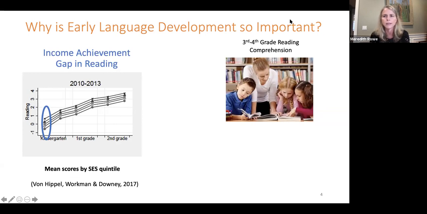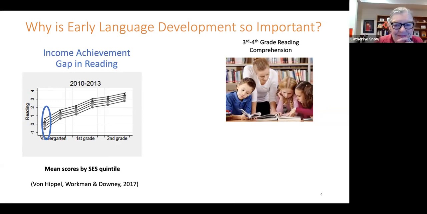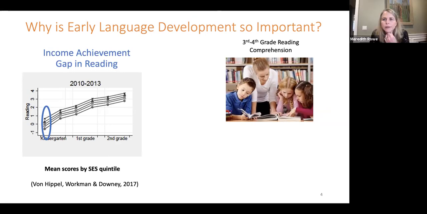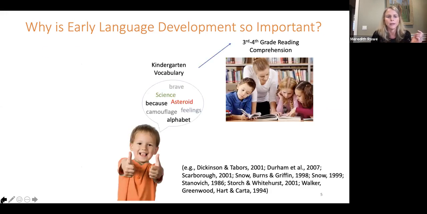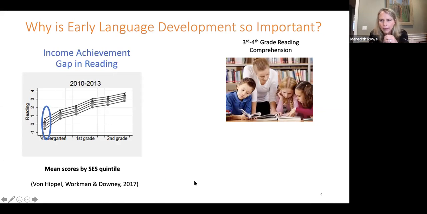What you can notice there is that the lines stay pretty much parallel over that time period up to third grade reading comprehension. What we can see here is that the gap is quite evident at the beginning of kindergarten already. And so children are coming to school already with this wide variation and gaps in their reading achievement.